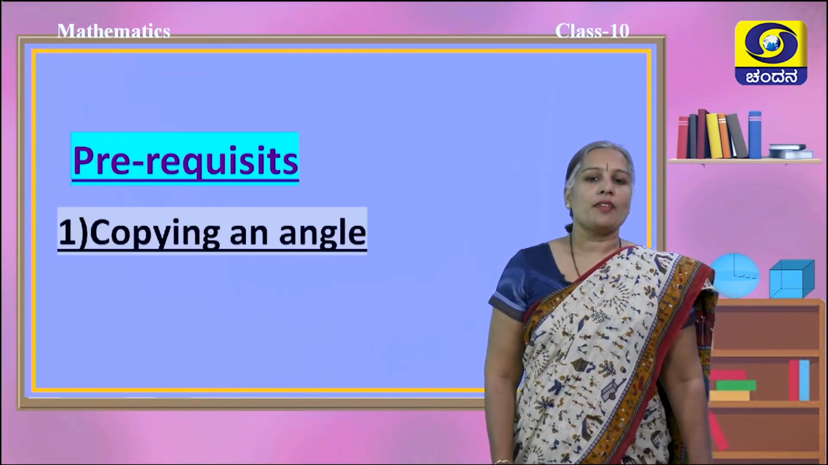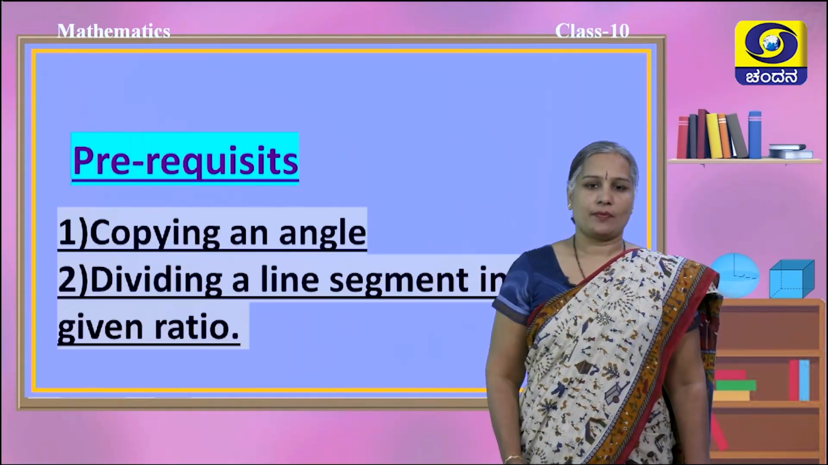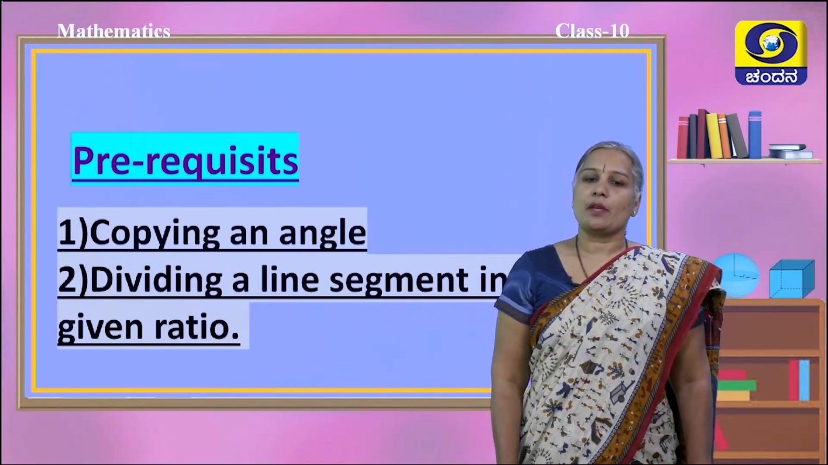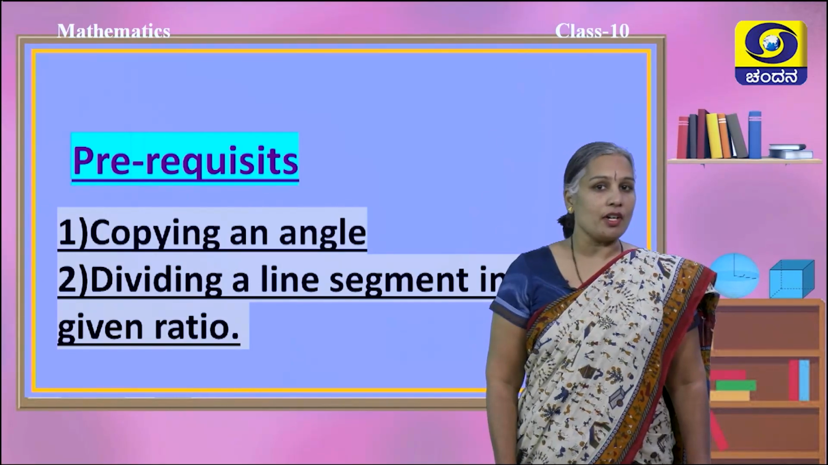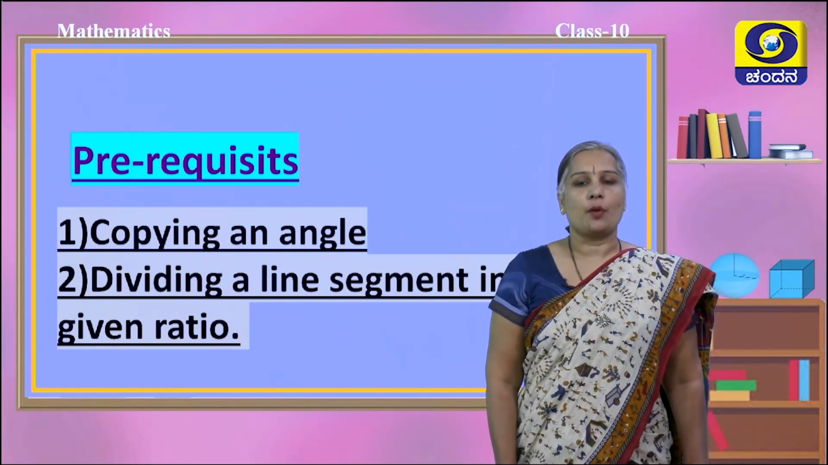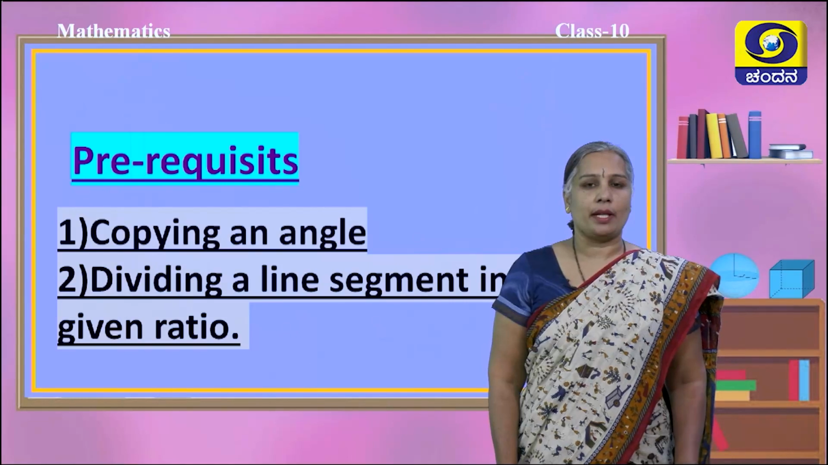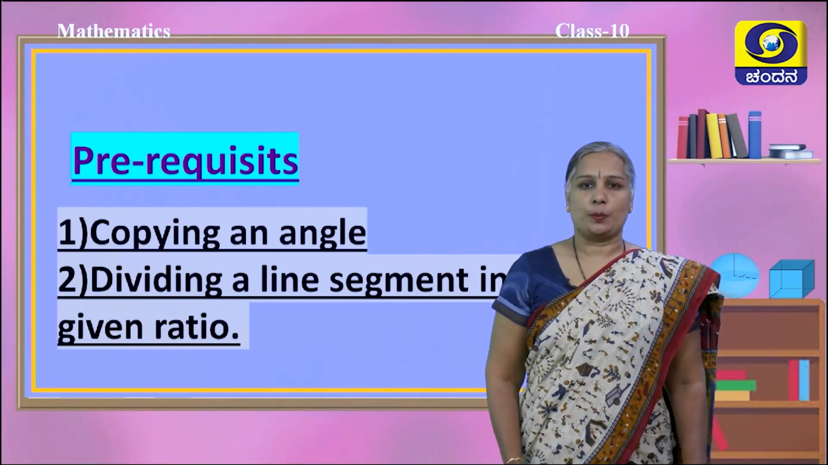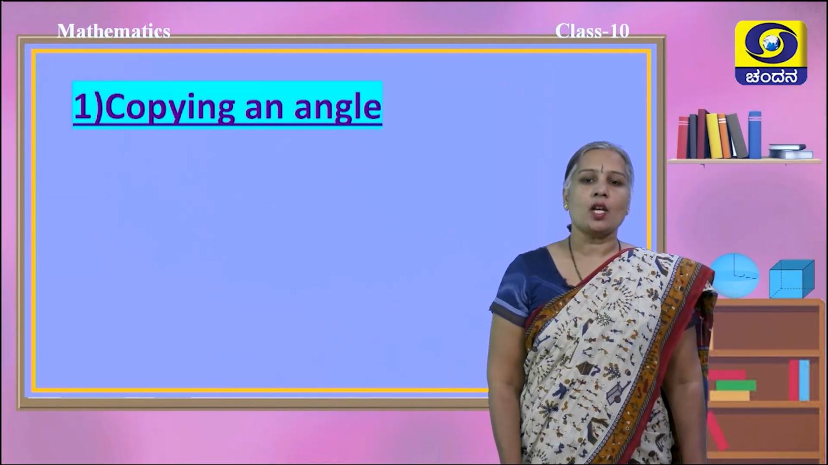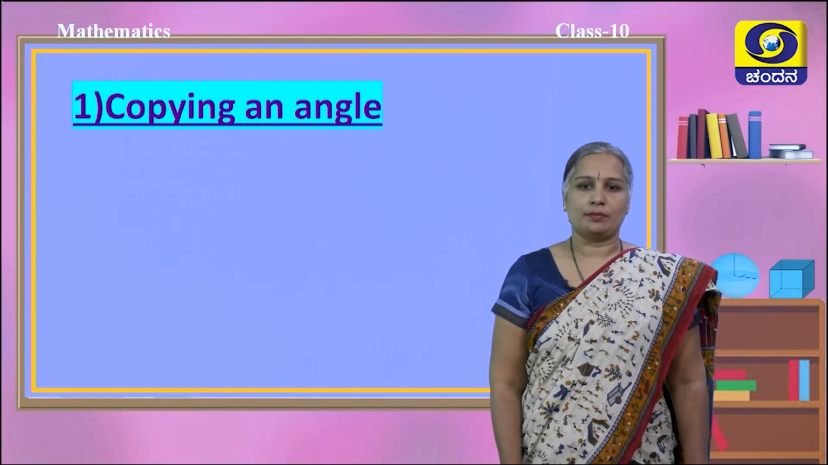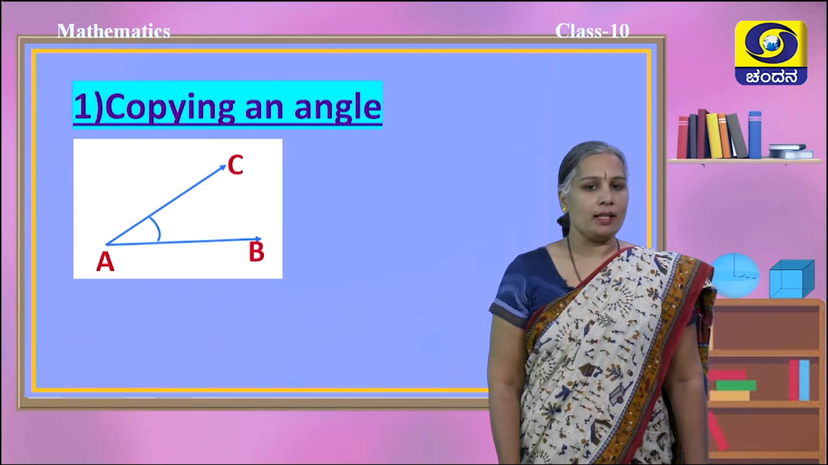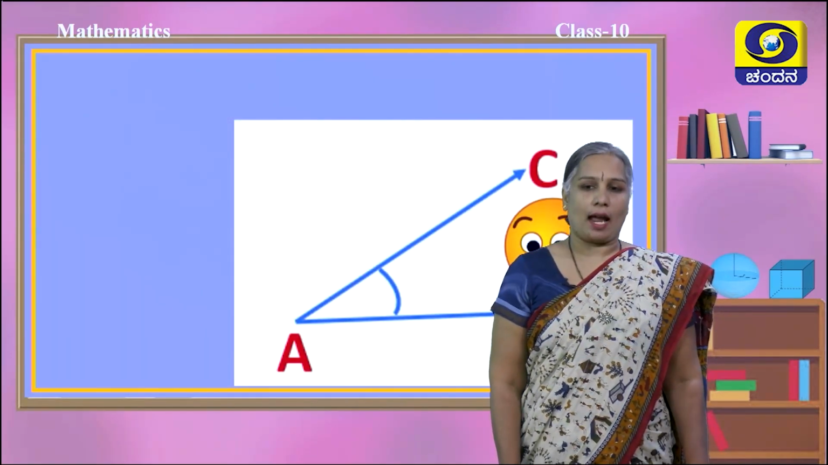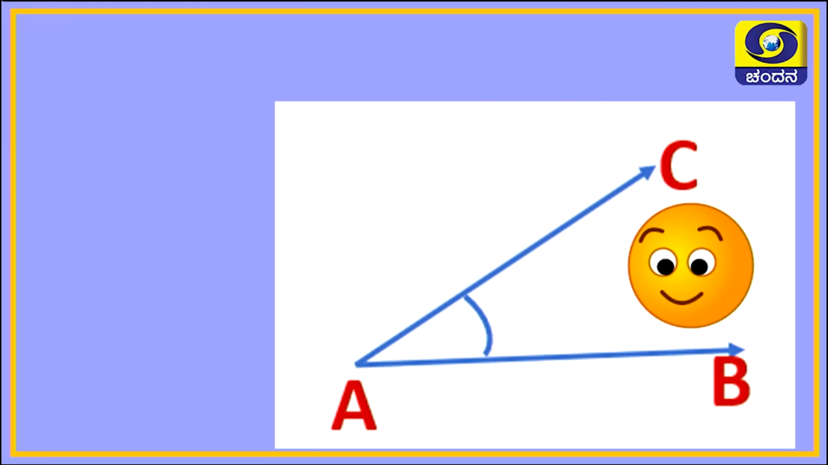Prerequisites. First, copying an angle. Second prerequisite is dividing a line segment in the given ratio. It means we have to divide a given line segment in the given ratio. First, let us see how to copy an angle. Here we have been given an angle and we have to copy that angle from one place to another place. Let us see how to do this.